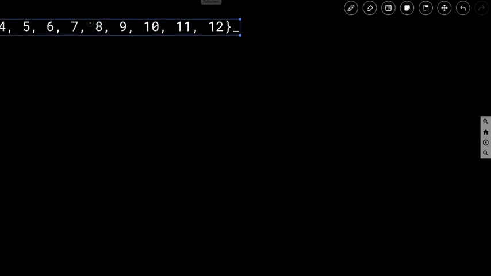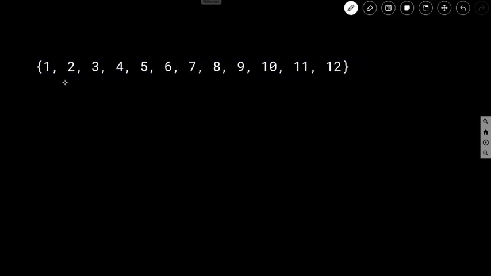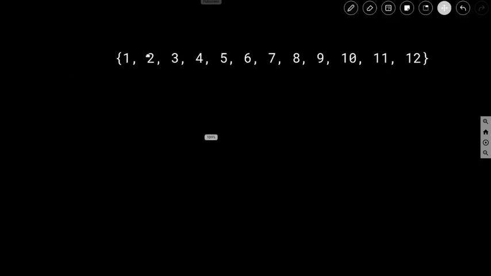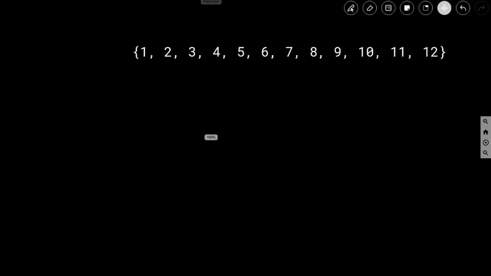You can see that particular array on your screen. Here is your array: 1 2 3 4 5 6 7 8 9 10 11 and 12. The question is giving us k equals 2. So what does 2 mean here? We need to do the left rotation by 2 digits.